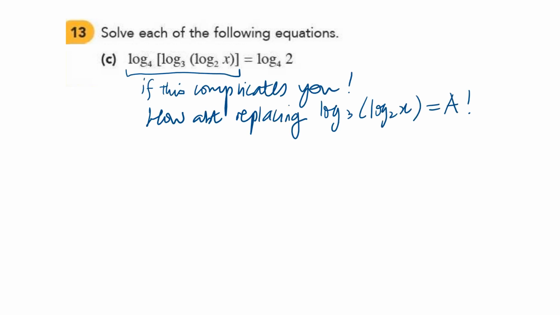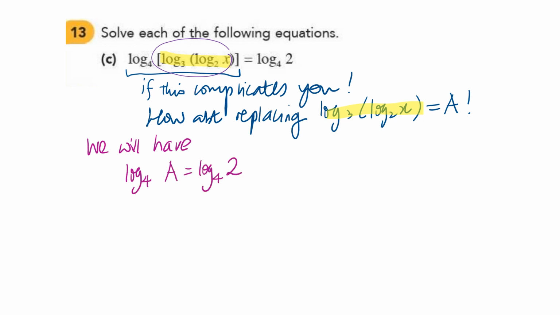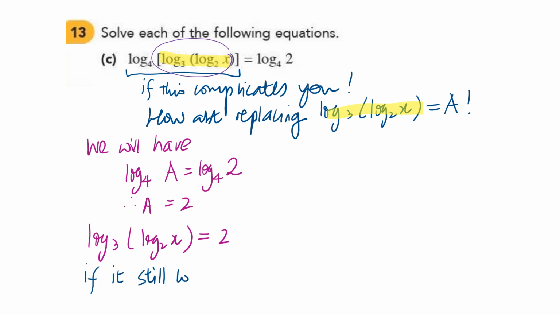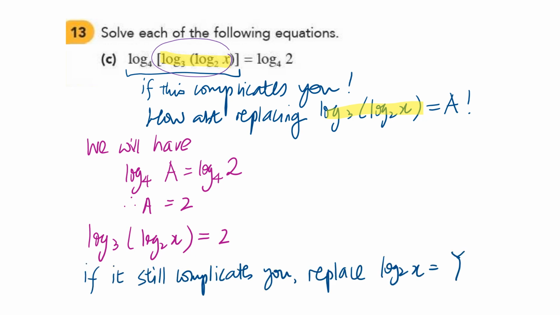Yes, so if that complicates you, you just replace this guy with a, and then let's see what happens. Then you will have log a base 4 equals log 2 base 4. So since we have log base 4 on both sides, a equals 2. But you must always remember a is a substituted value, so you have to put back the original value. And that complicates you again. You just replace the guy with a letter y.